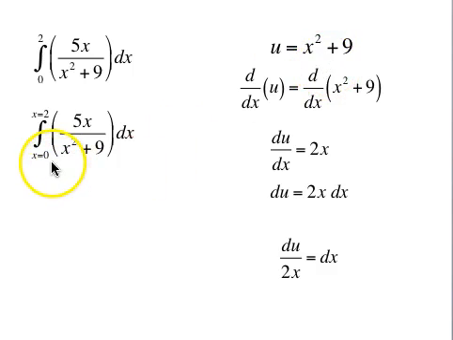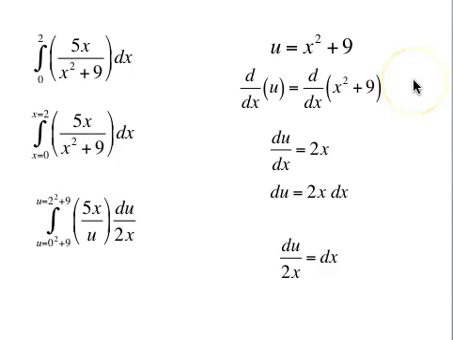So we'll plug 0 in for x. 0 squared plus 9 will be 9. Plug 2 in for x. 2 squared plus 9 will be 13. 0 squared plus 9 is my lower endpoint. 2 squared plus 9 is my upper endpoint. 5x over, there's your value u, because u is x squared plus 9. And dx has been substituted with du divided by 2x.